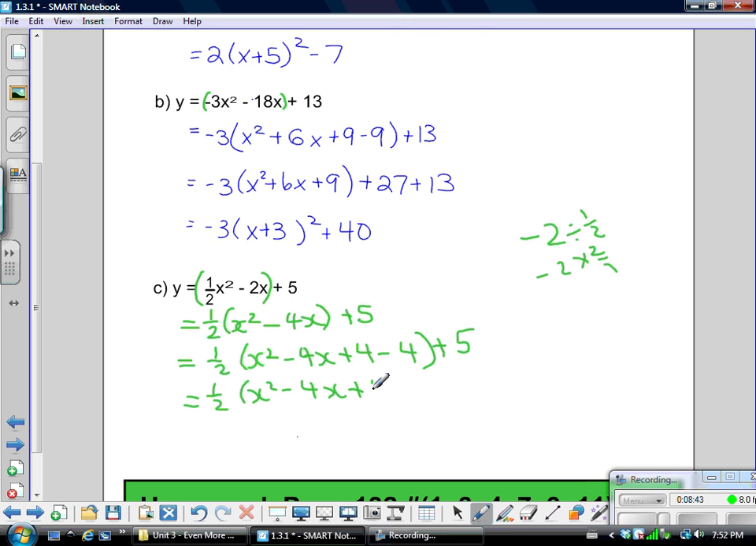When I take the negative 4 out, I must multiply it by the half. When I multiply negative 4 times a half, I end up with a negative 2 plus the 5. And lastly, it's just a matter of cleaning everything up. Here's our perfect square. So we're going to put x, and it's going to be minus 2. And we end up with a plus 3.